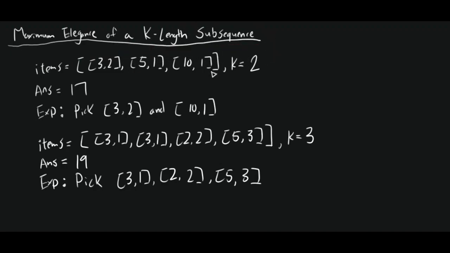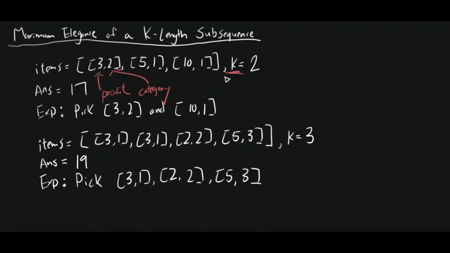In this problem, you are given an array of pairs, pairs of numbers with two values. The first value will be something called a profit, while the second value will be something like a category. And you are also given an integer k. K means how many items you can pick.